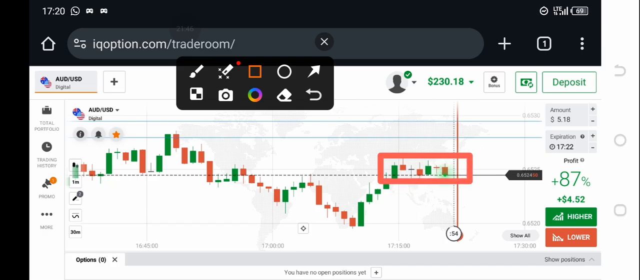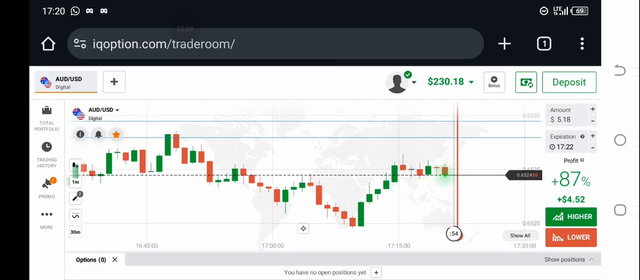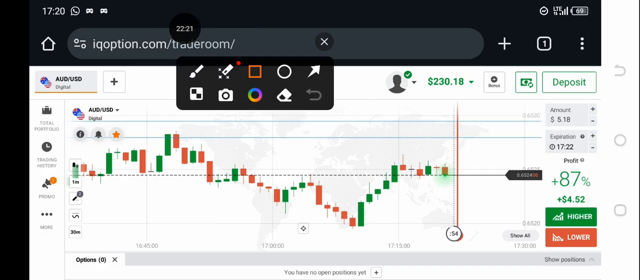But if I had opened a position of 5 minutes here, I would have also been in profit, because the trade would have closed in my direction, because the inverted hammer actually worked. So you can see that there is an inverted hammer, a reversal candlestick at the level. It worked.